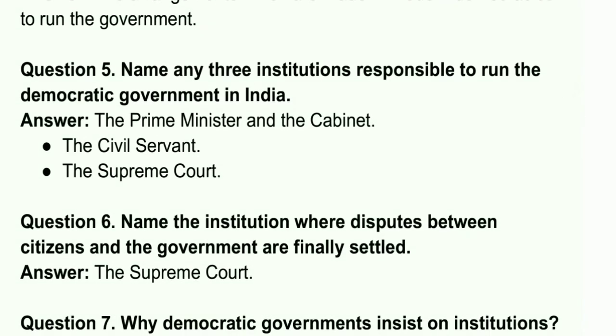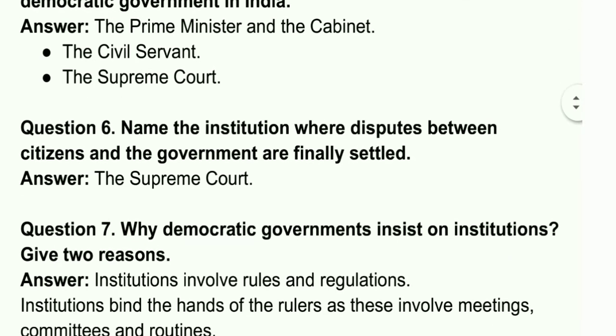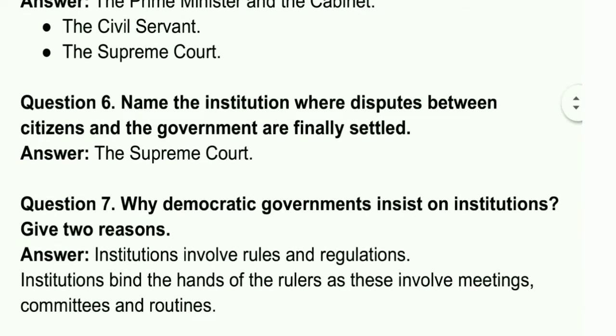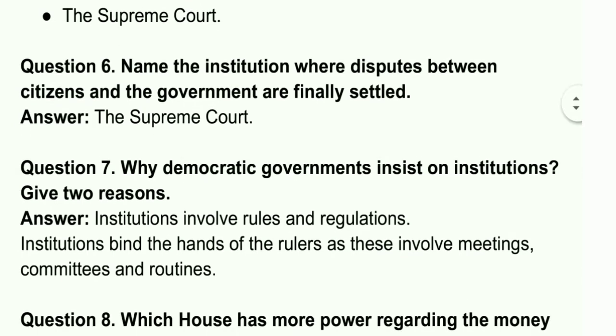Next question, name the institutions where disputes between citizen and the government are finally settled. The Supreme Court. Next question, why democratic governments insist on institutions? Give 2 reasons. Answer, institutions involve rules and regulations. Institutions bind the hands of the rulers as these involve meetings, committees and routines.